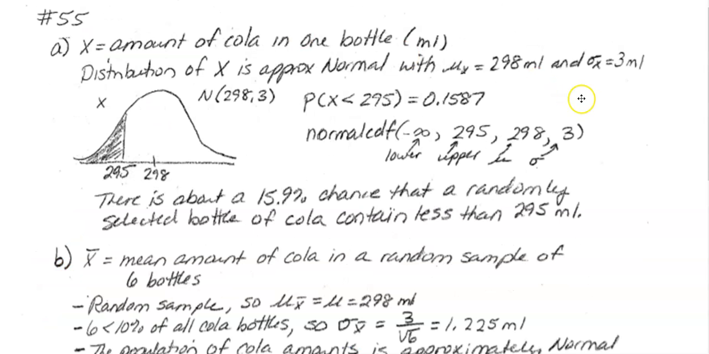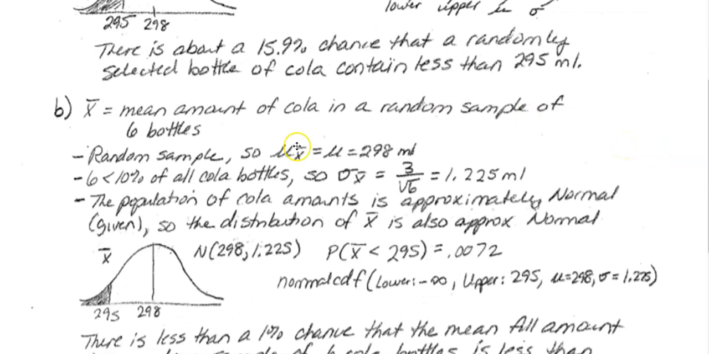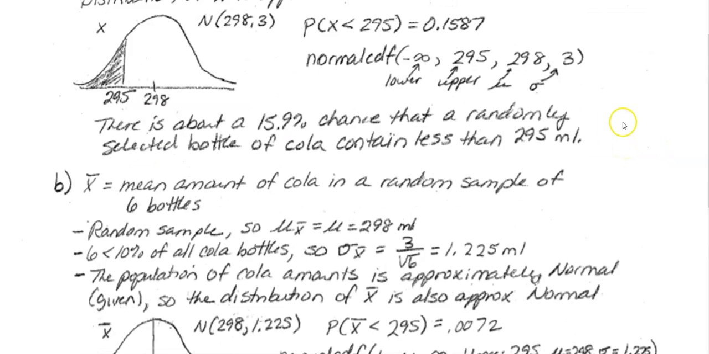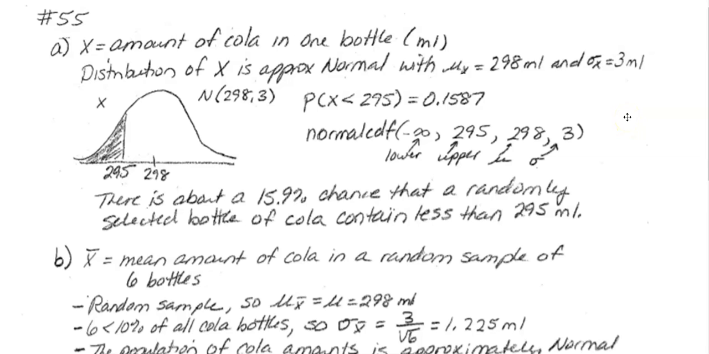Now on the next page, the big idea is the comparison between a normal model calculation with the population distribution and a normal model calculation with the distribution of sample means. So the population distribution of fill amounts of a bottle of cola has this mean and this standard deviation. The probability of randomly selecting a bottle of cola that has a fill amount of less than 295 milliliters can be calculated using this normal CDF here.